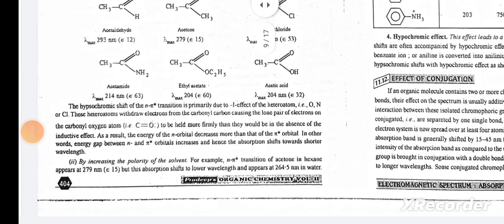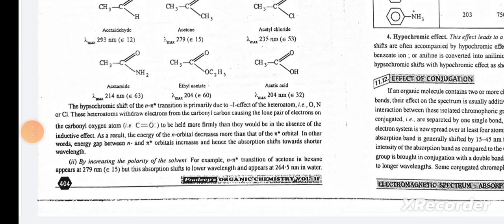The hypsochromic shift of the n to pi star transition is primarily due to the I effect of the heteroatom O, N or Cl. These heteroatoms withdraw electrons from the carbonyl carbon, causing the lone pair of electrons on the carbonyl oxygen atom to be held more firmly than they would be in the absence of the inductive effect. As a result, the energy of the n orbital decreases more than that of the pi star orbital. In other words, the energy gap between the n and pi star orbitals increases, and hence the absorption shifts towards shorter wavelength.